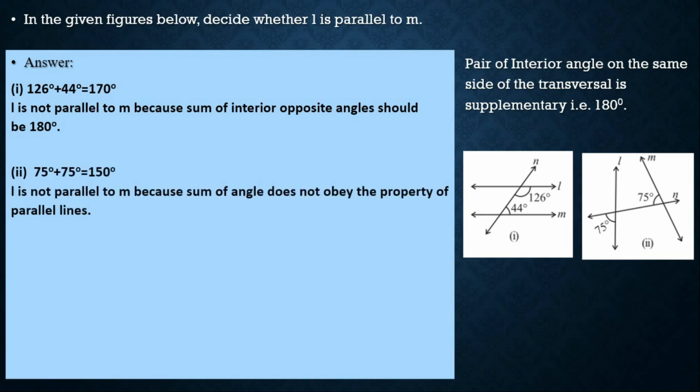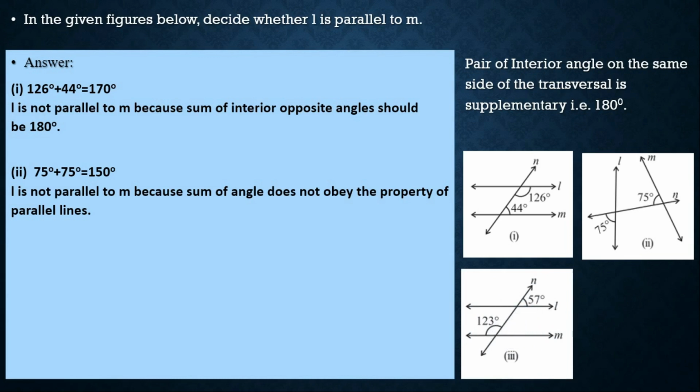So 75 degree plus 75 degree is 150 degree. Hence, we can say that line L and line M are not parallel lines because the sum of these two interior angles is not equal to 180 degree. Now let us see figure 3.